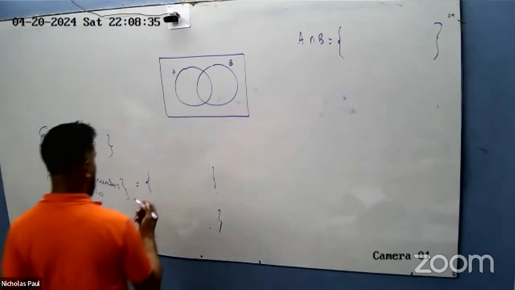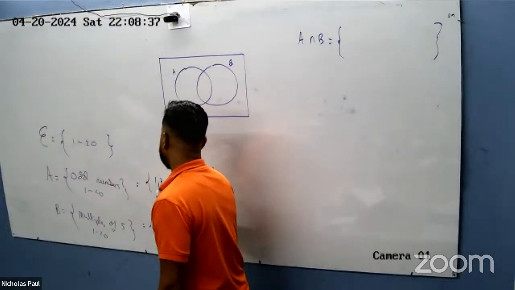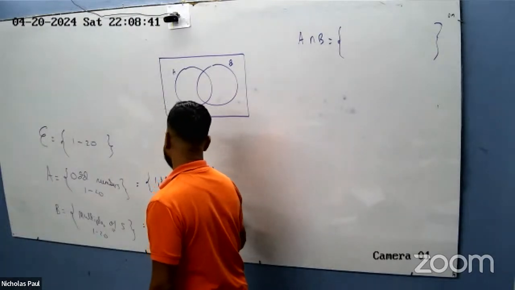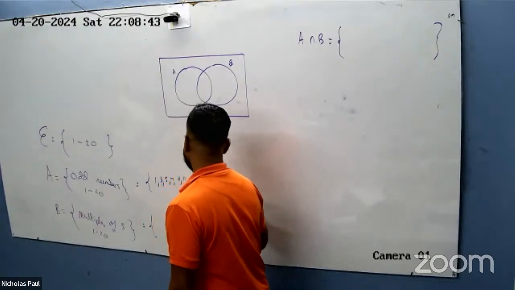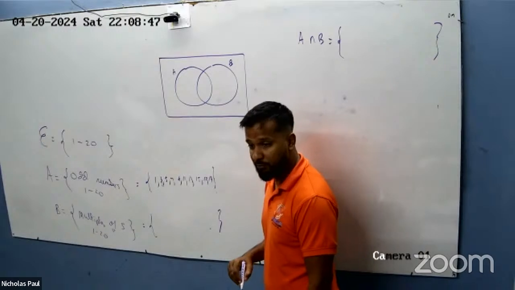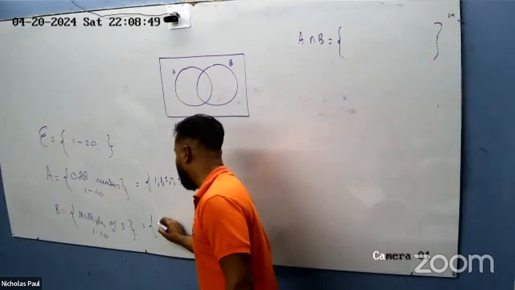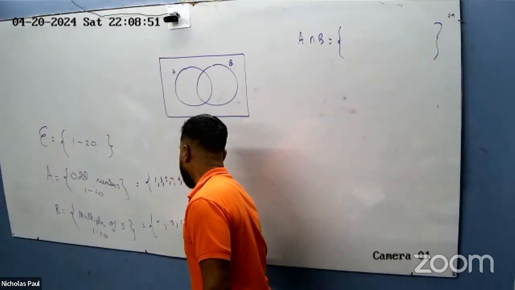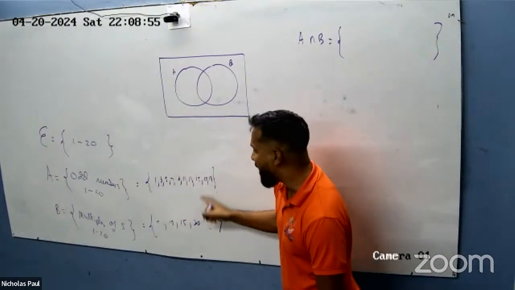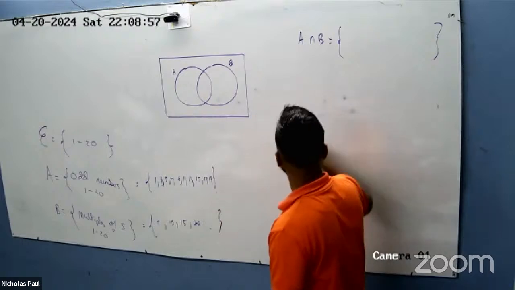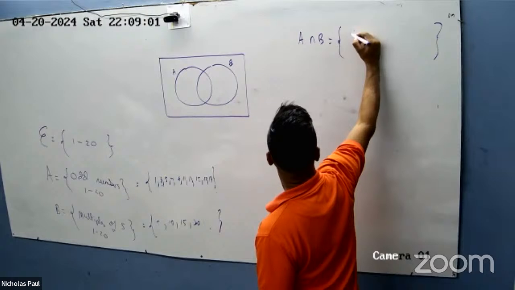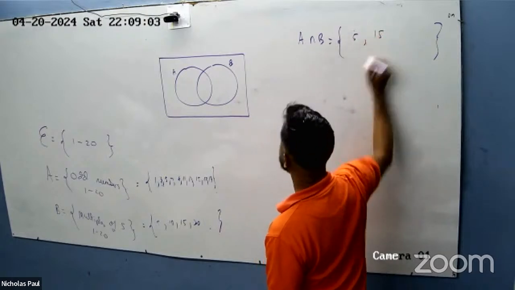Right, so odd numbers here are what? 1, 3, 5, 7, 9, 11, 13, 15, 17, 19. That's okay, right? Multiples of 5: 5, 10, 15, 20. Do they have any in common? Sorry, they have 5 in common and they have 15.